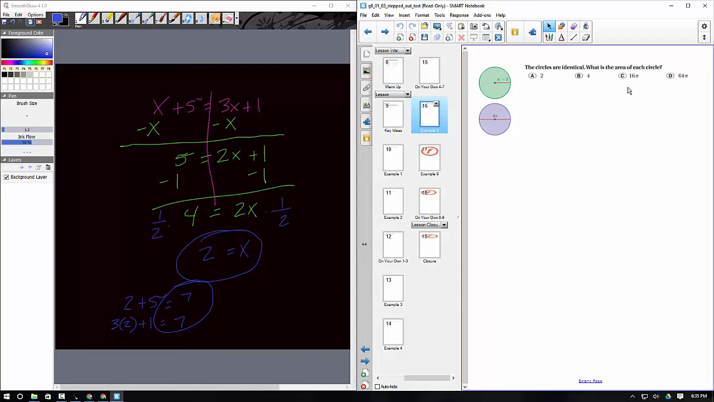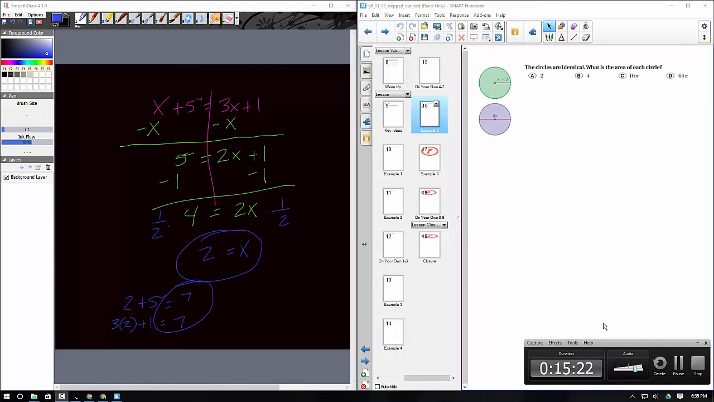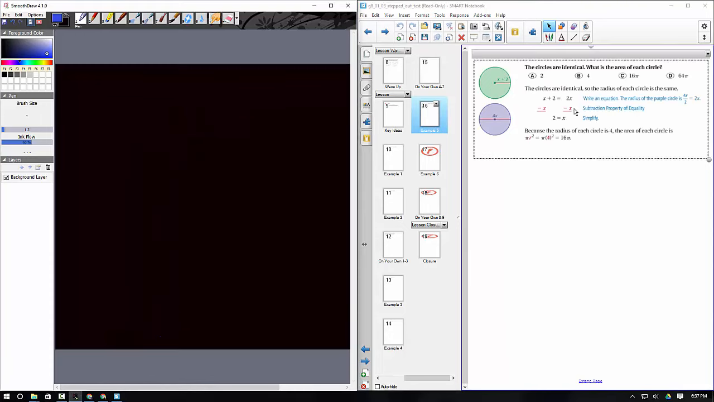So two circles are identical. What is the area of each circle, if these two things are equal to each other? So in this case, I can look at the circles here, and I know that x plus 2 equals 2x, because this would be half of the diameter, which would be 2x. I would subtract the x from both sides. I have x equals 2.